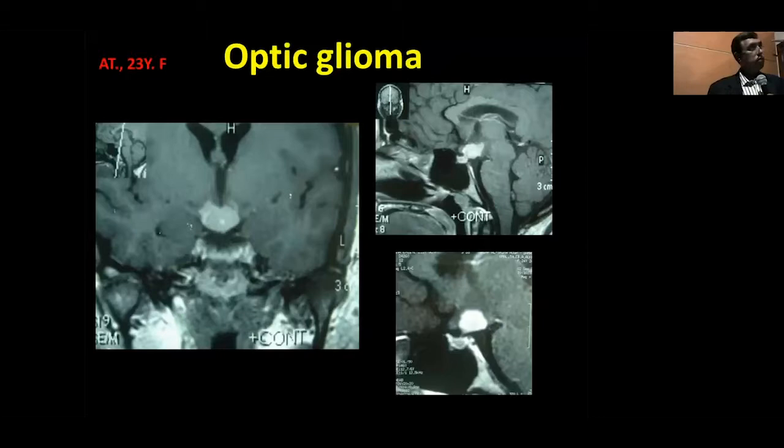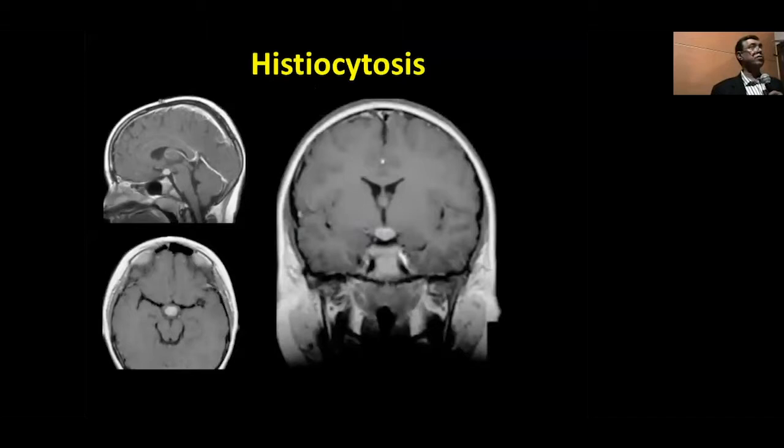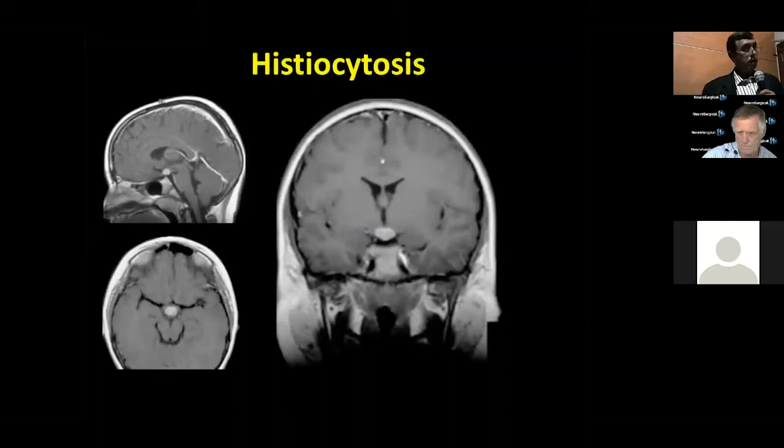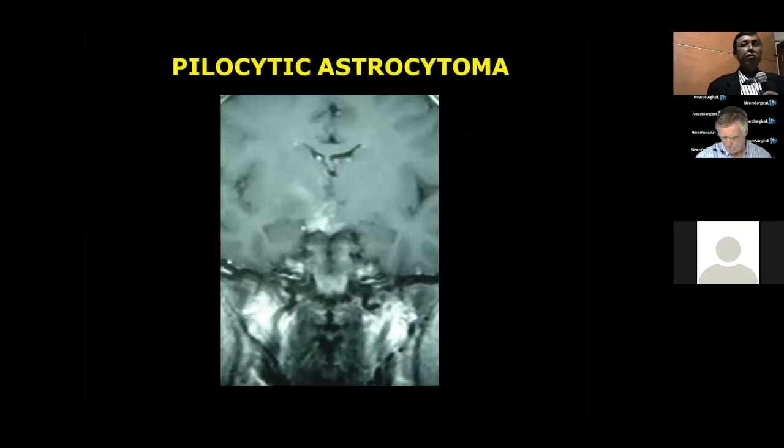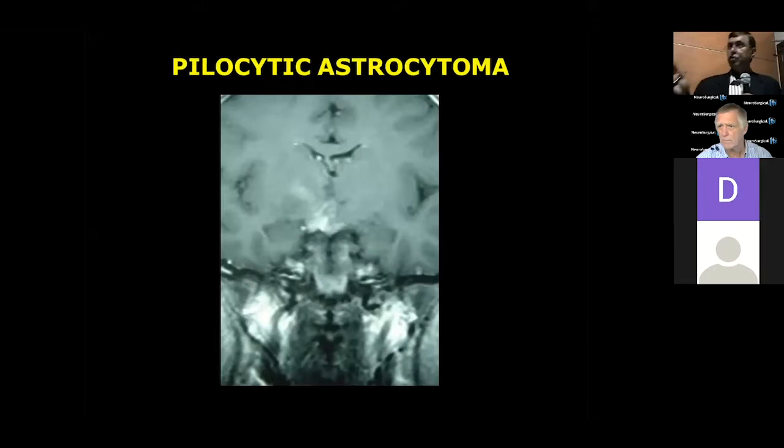Histiocytosis. And again, we presented histiocytosis under this roof and we showed the optic chiasm and the stalk and the hypothalamus. Pilocytic astrocytoma. We don't think of these pathologies as if they don't exist. Anything in the sellar area, we're used to common sentences like a cliche. Sellar, suprasellar lesion, figure of eight, the snowman appearance, this is pituitary.